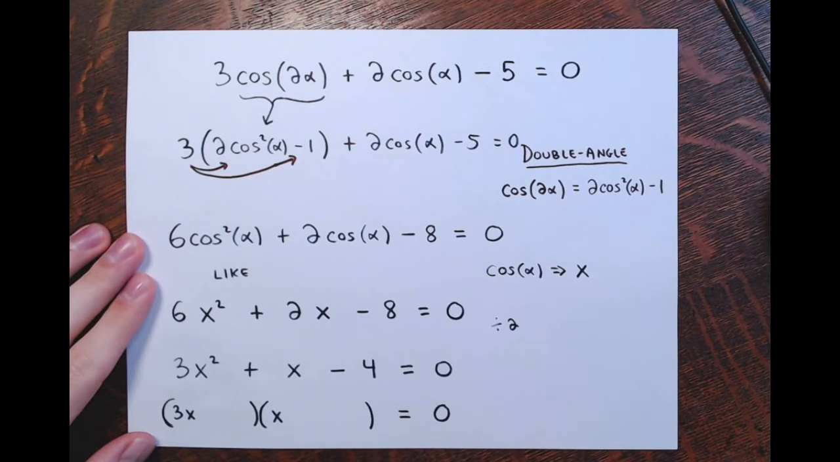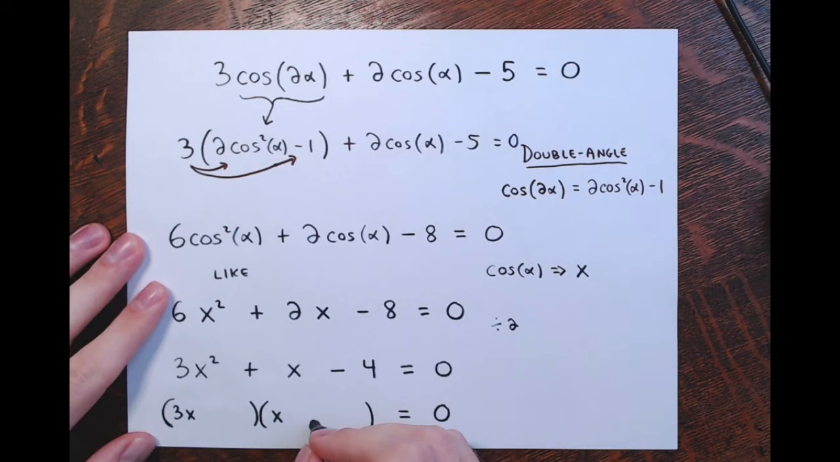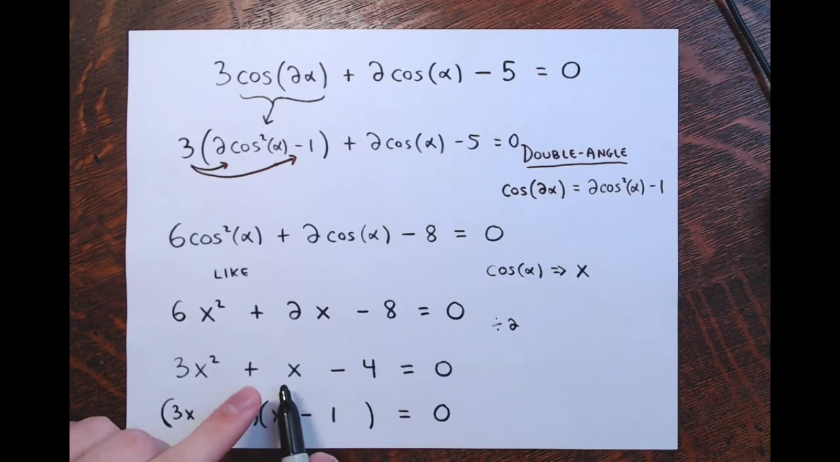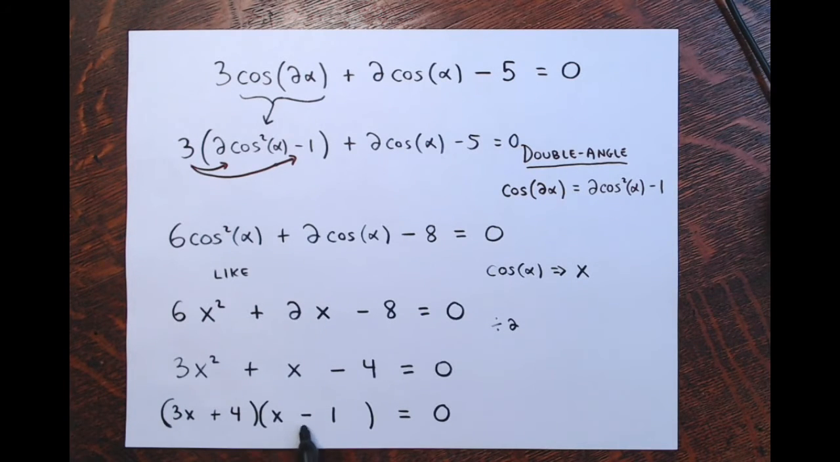Alright, and then I would need plus 4 here, minus 1 here. And you can check it out, 3x times x, 3x squared. And you have minus 3x plus 4x when you do the outers and inners. That makes plus 1x. And then the lasts make negative 4. Okay.